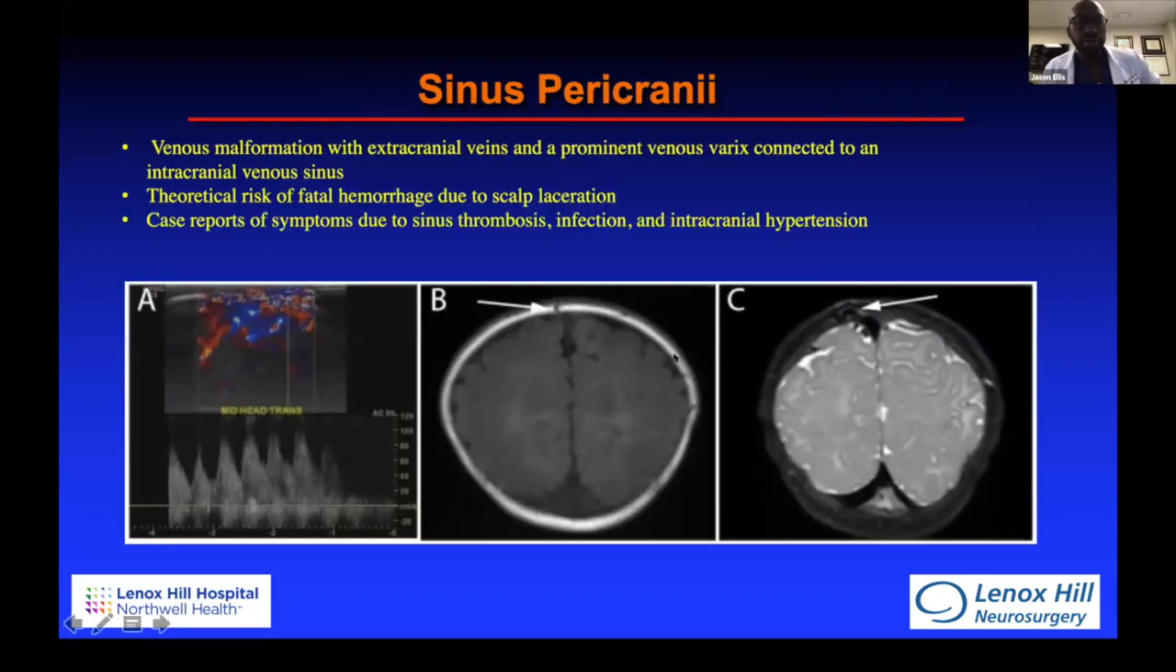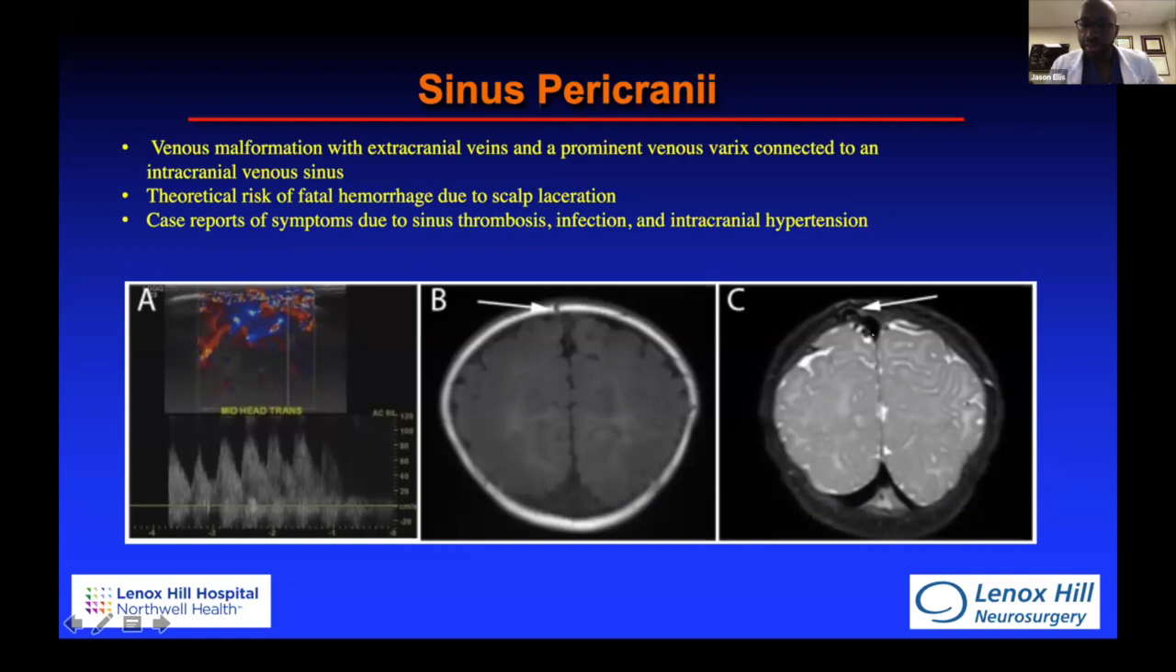This is an example of a venous malformation, really the last category that McCormick spoke about in his classification. And these are very rare. This venous malformation called sinus pericranii, which you can see here on this MRI, is essentially a venous malformation where an extracranial vein is connected to an intracranial venous sinus.